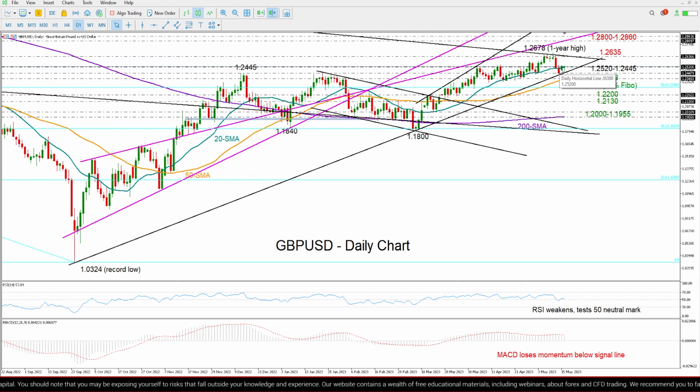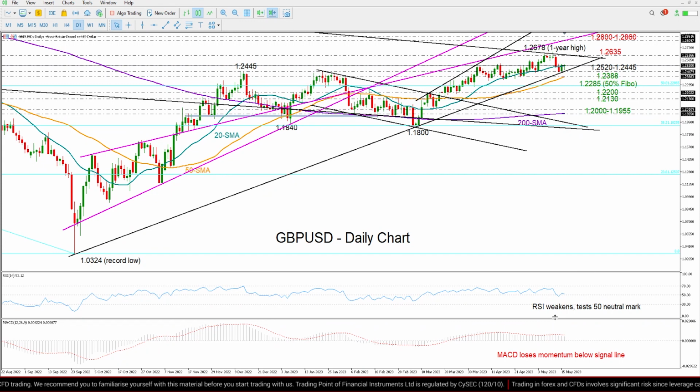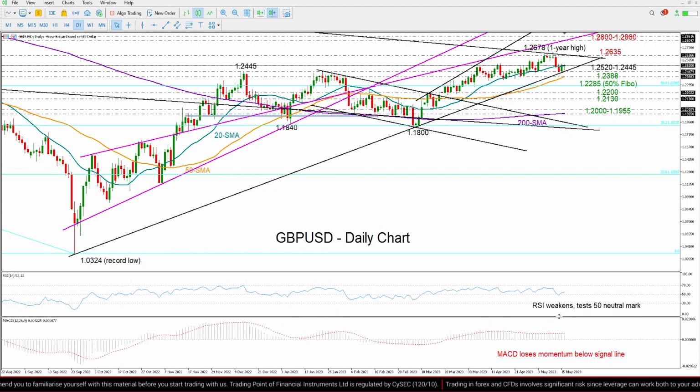So that makes us think that the latest downside correction may gain new legs in the coming sessions, and the technical indicators down here cannot rule out that case. The RSI is set to cross below its 50 neutral mark. The MACD is also weakening below its red signal line, suggesting that selling pressures may stay in play.